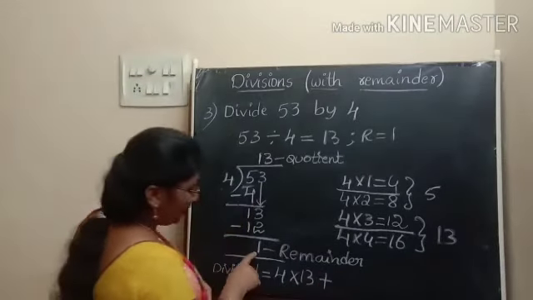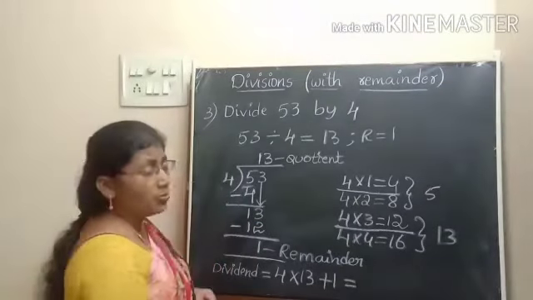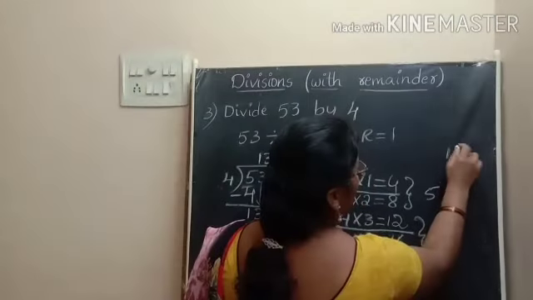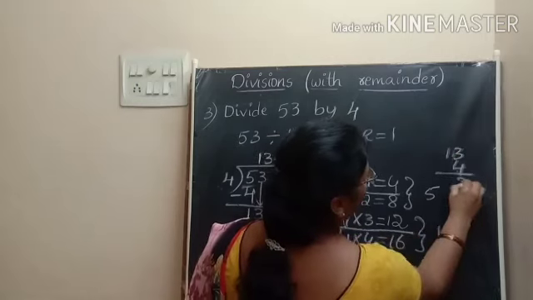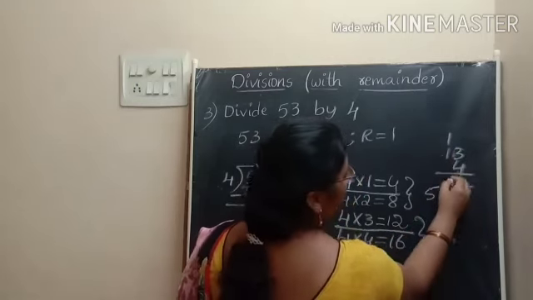Plus remainder is equal to 1. 4 into 13, how much is it? Let us see. 13 into 4. 4 3s are 12, 2, 1 as carry. 4 ones are 4, plus 1 is 5.